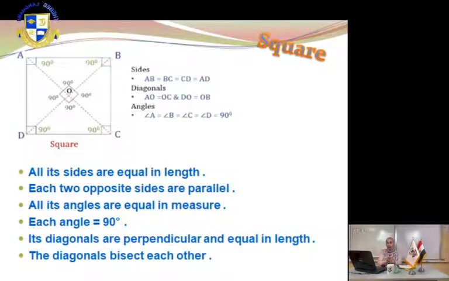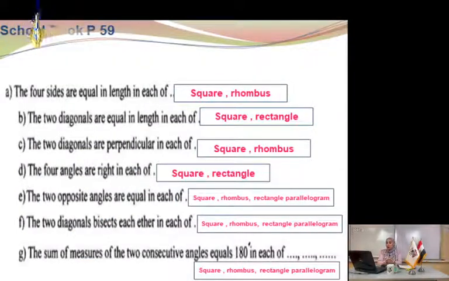Here we will start our example. Complete the following according to what you studied about the properties of quadrilateral geometrical shapes. Letter A, the four sides are equal in length in each of what? Where could I find four sides equal? Yes, square and rhombus, exactly.